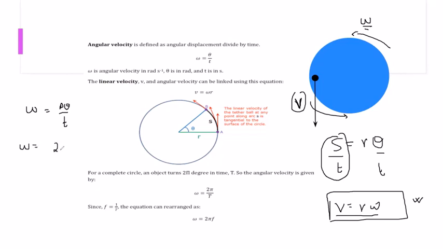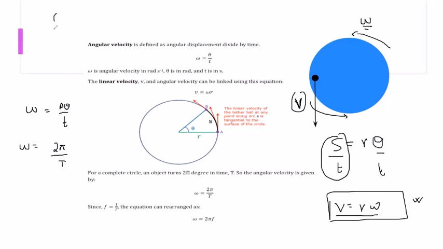So we can say 2 pi. And when there is one complete rotation or one complete revolution, that time is known as the time period, denoted by capital T. Small t is the time for any change in angle, but capital T is the time which shows that there is one complete rotation or revolution. And in that case, the change in angle is denoted by 2 pi radian.